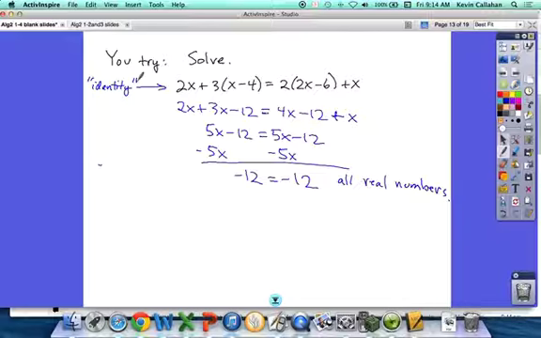Like I said, there will be a few times during this class where that will be what we get when we try to solve. And it'll be a statement that's true, but it doesn't have a variable in it, so that means the original equation was always true.